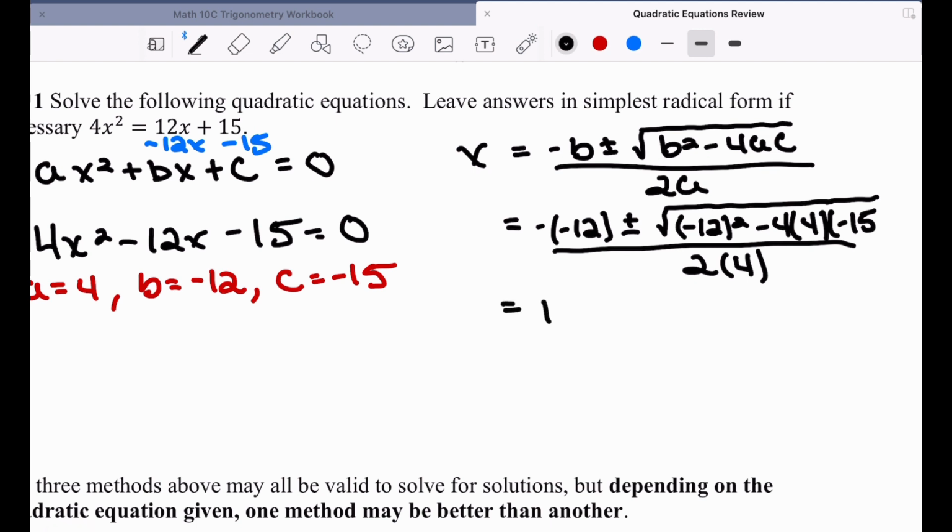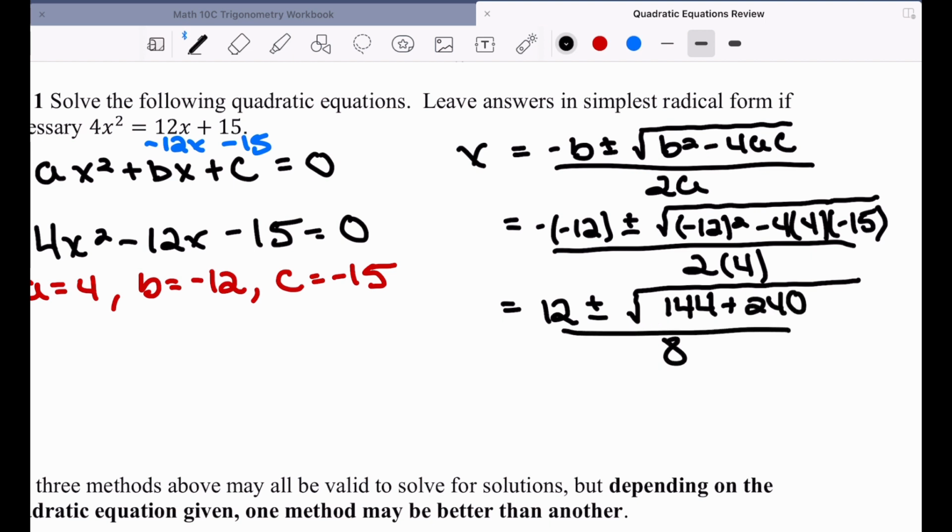So I get 12 outside, because a negative and a negative is equal to a positive, plus or minus the square root of 144, because 12 squared is 144. And then that second term is going to be negative 240, but because we have two negatives, it's going to be plus 240. And this is all over 8, because 2 times 4 gives us the 8. Okay, so now we can write this as 12 plus or minus the square root of 144 plus 240, that's going to give us 384, over 8.